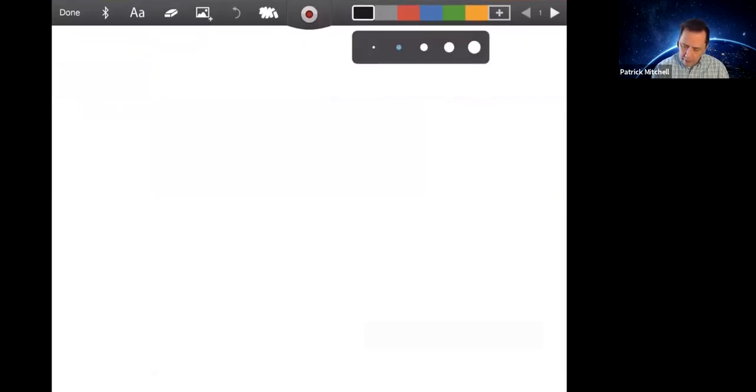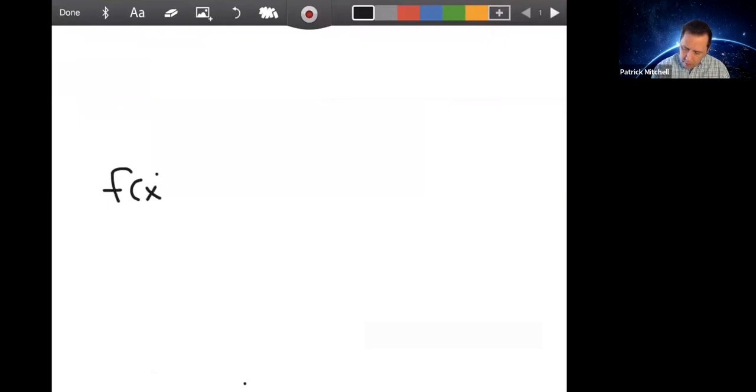All right, so the function is f of x equals the square root of 24 minus 4x. In order for a square root to produce a real number, the radicand, which is the expression under the radical, has to be greater than or equal to 0. In other words, it cannot be negative. It's okay for it to be 0, but it can't be negative.